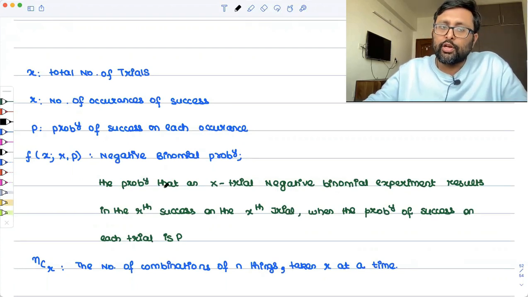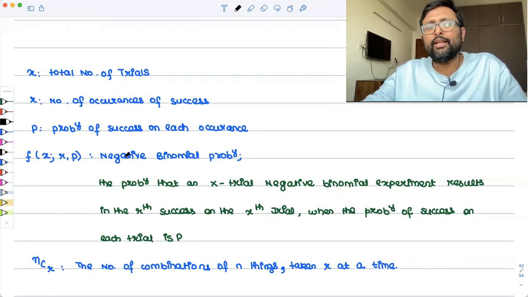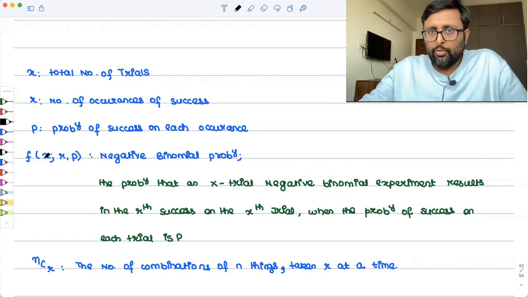X is the total number of trials which you have. R is the number of occurrences of success. P is the probability of success on each outcome. And you write this F function as the negative binomial probability. It is just telling you the probability that an X number of trials, you don't know how many, result in the rth success.